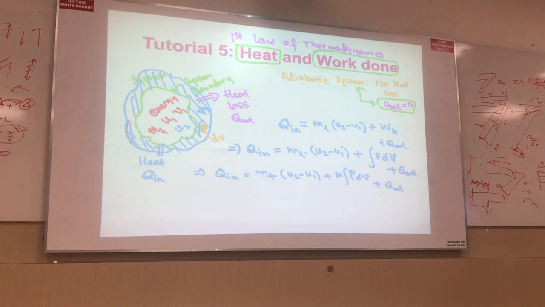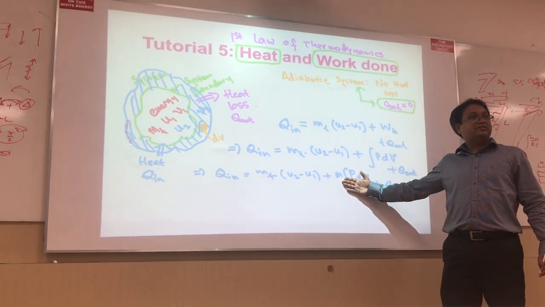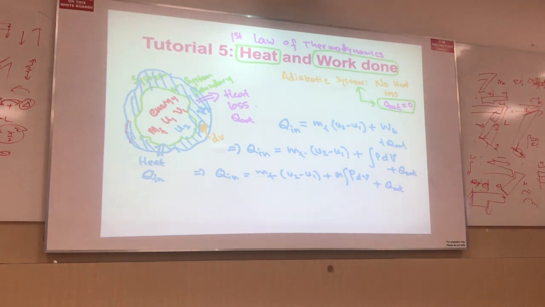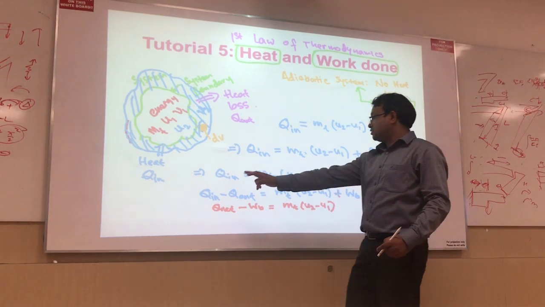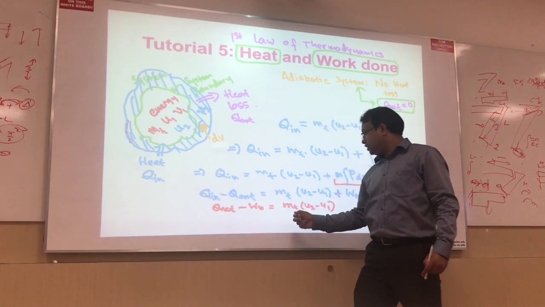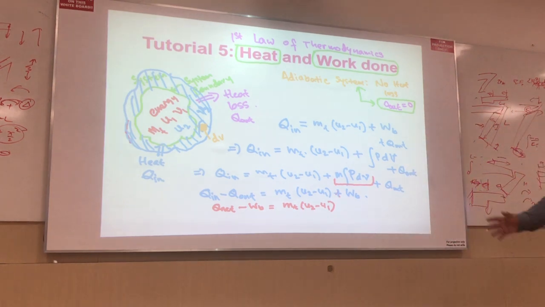Then Q in is the heat input, and the work done is PdV, the boundary work. Then I can write Q in minus Q out is equivalent to m times (U2 minus U1) plus WB, the boundary work. In your textbook it is written Q net minus W boundary work equals m times (u2 minus u1). Q net becomes Q in minus Q out. This is the textbook equation: Q net minus WB equals m(u2 minus u1). That's all. This indicates the concept.